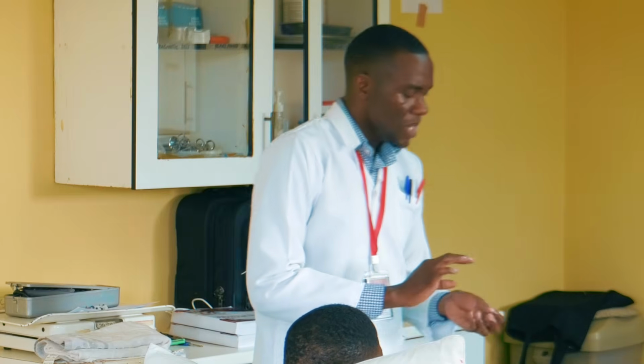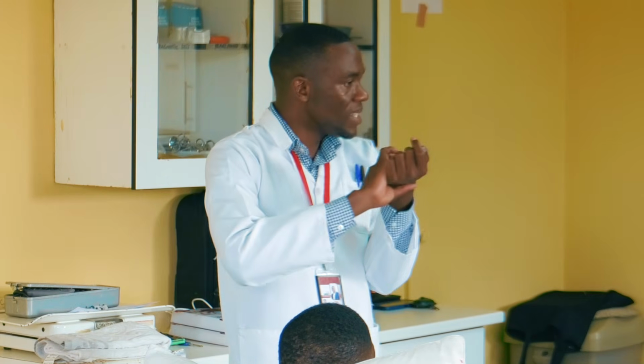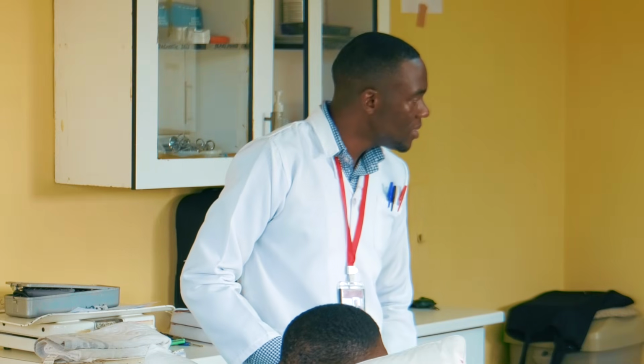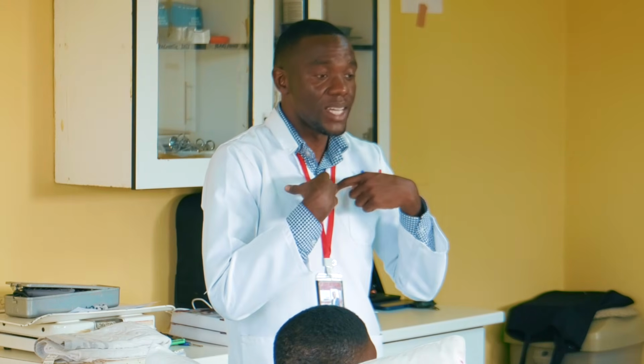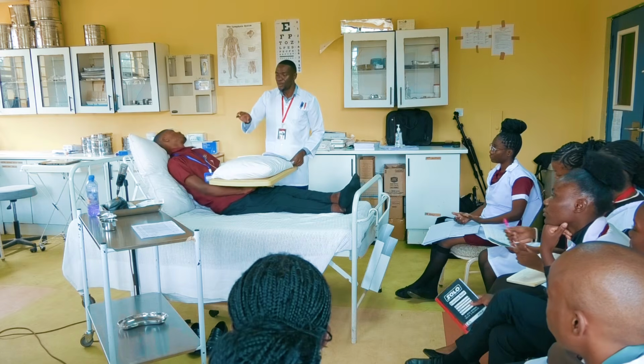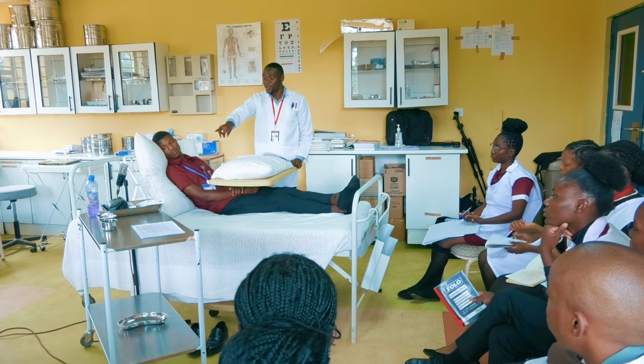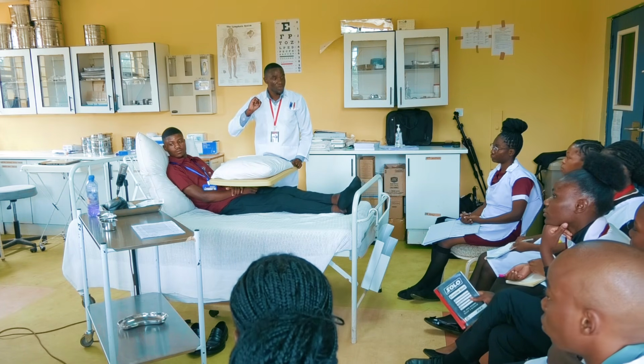Then for the pulse, we are going to use this part, isn't it? What really is this part? The radial. We have put in the radial. So we are going to check from here, okay? Then for the respirations, we look at the rise and fall of the chest. Are we together? Then for blood pressure, we are going to use the sphygmomanometer together with the stethoscope.